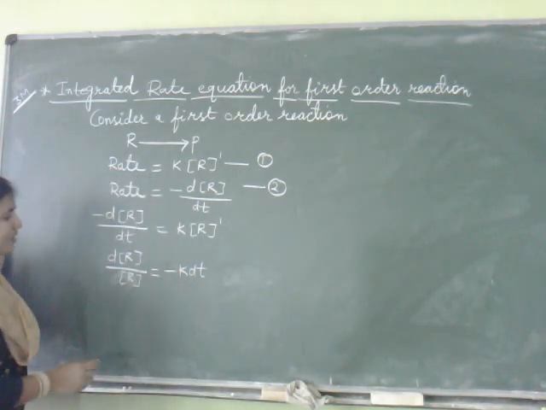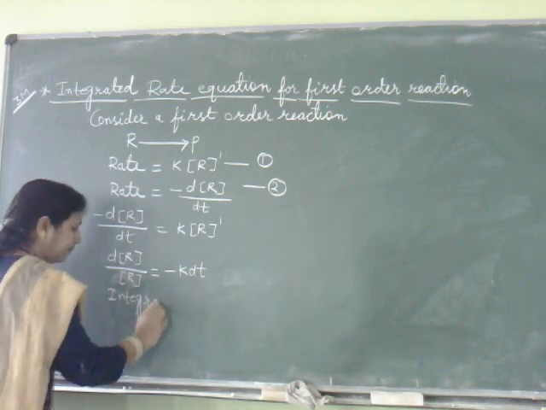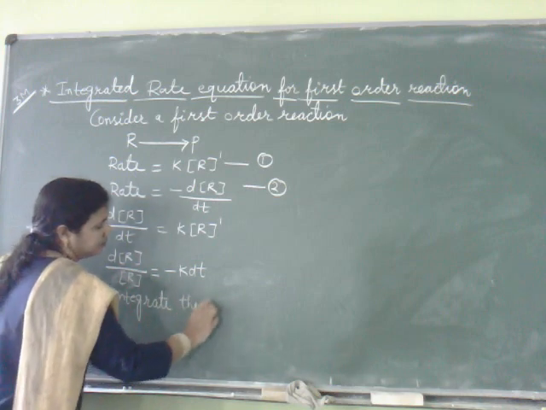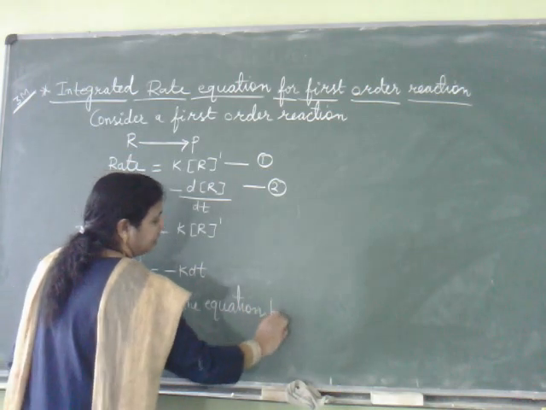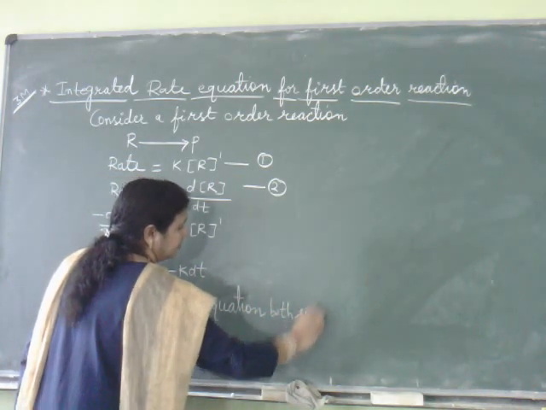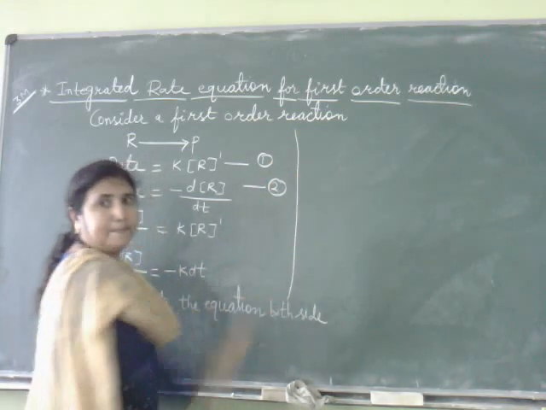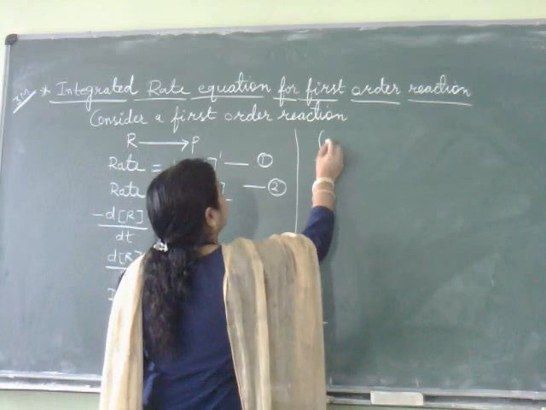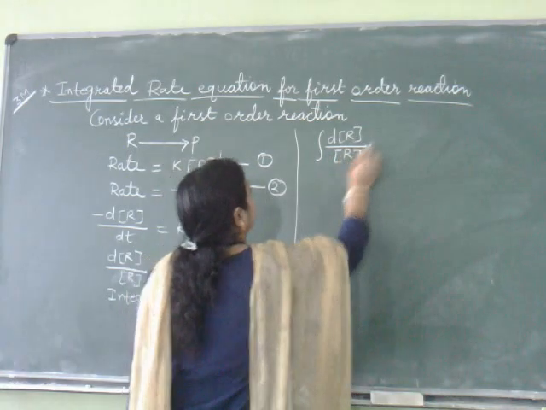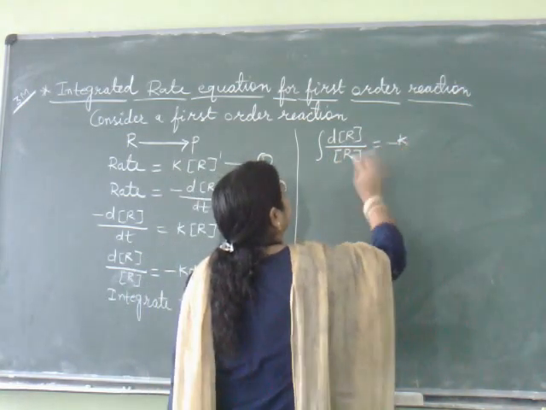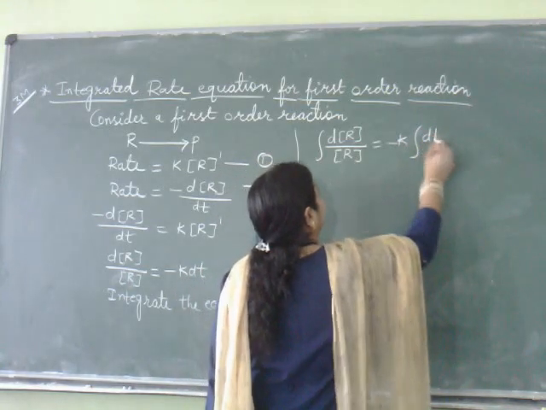Next, what do we have to do here? Integrate this equation on both sides. What will we get? Integration of d[R] by [R] is equal to minus k, and k is constant, so we take it out of the integration. Integration we will do for dt.